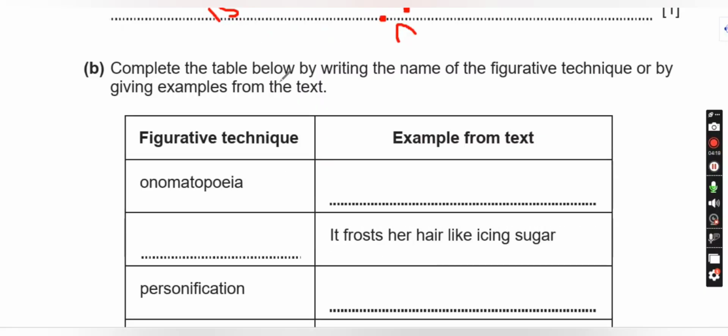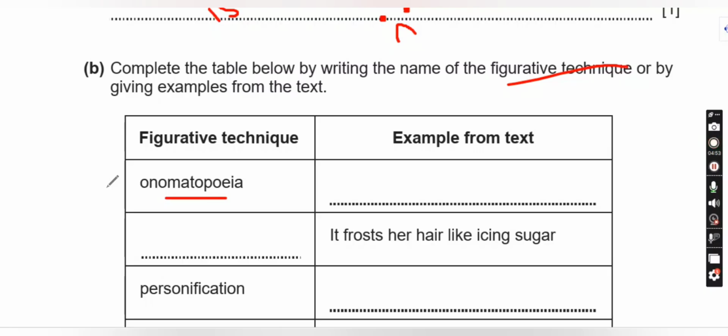So complete the table below by writing the name of the figurative language. Nice, I love it. Figurative language and figurative speech. Remember, onomatopoeia means the sound of something, the word that shows the exact sound of something. When I say buzz, this is the sound, and we write it buzz, splash, boom, and all of this stuff.